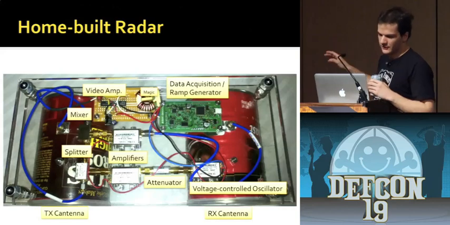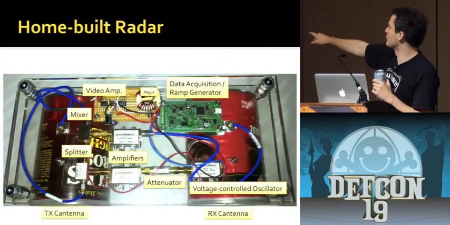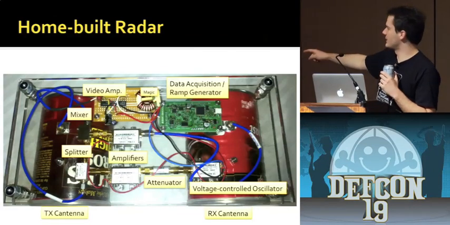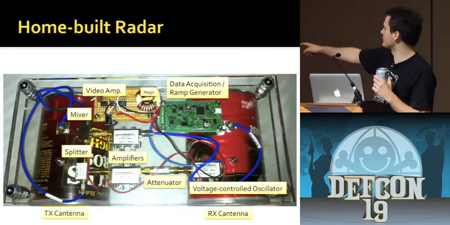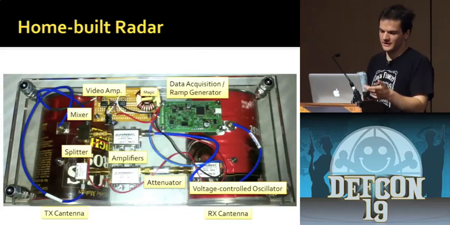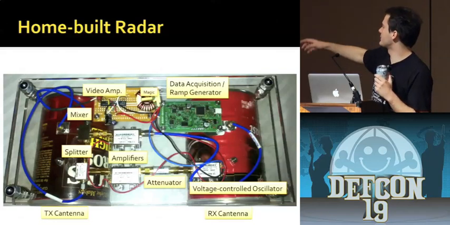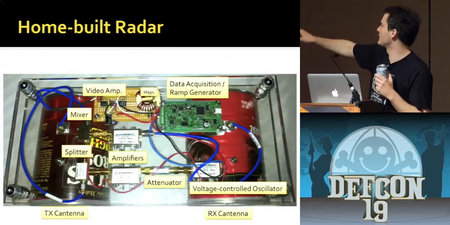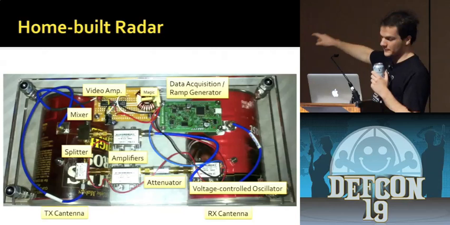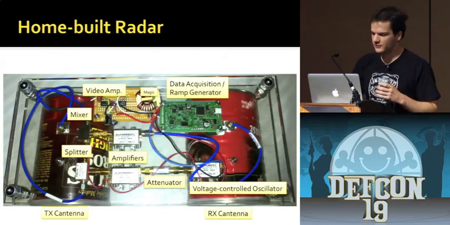So you can see all the components I was talking about before. We have the VCO first, which gets a signal from that green board, which is now generating our ramp, so it's computer controlled. The VCO goes to the attenuator, goes to one of those amplifiers, and then you see the splitter out there. One of those signals goes to the transmit antenna, which you can see at the bottom, and the other signal goes to the mixer. The received signal goes to one of the other amplifiers into the mixer, and then everything goes out to the video amplifier and back into the board. So that's pretty much all the components we just talked about.